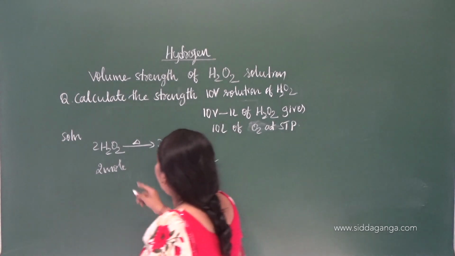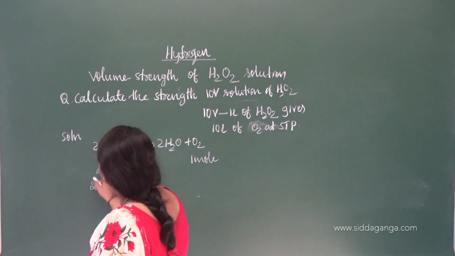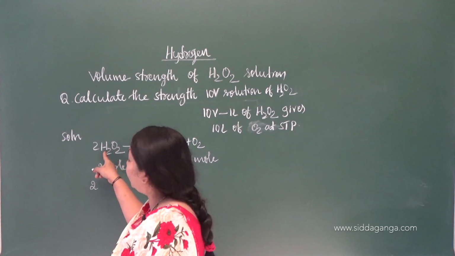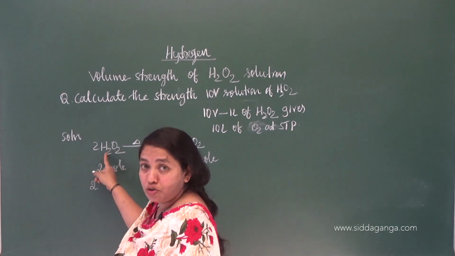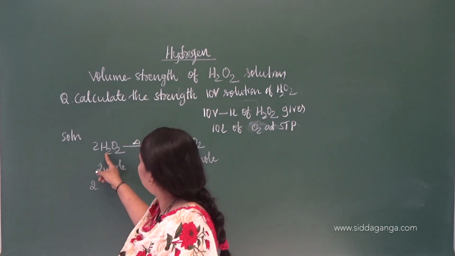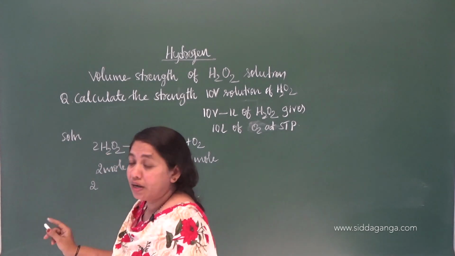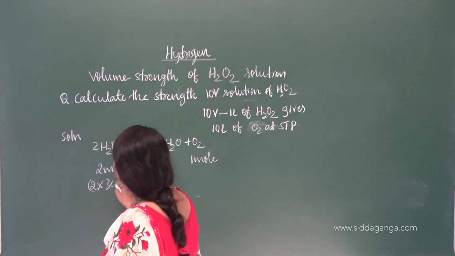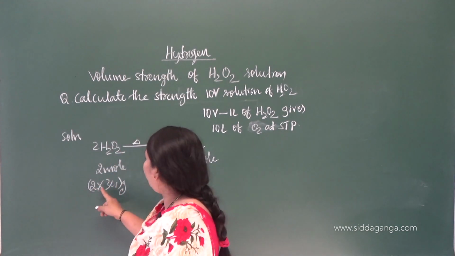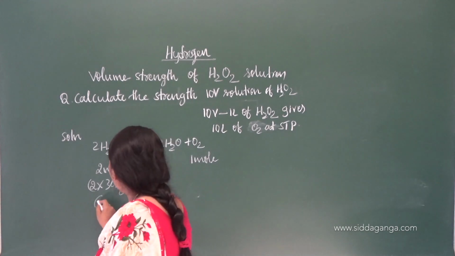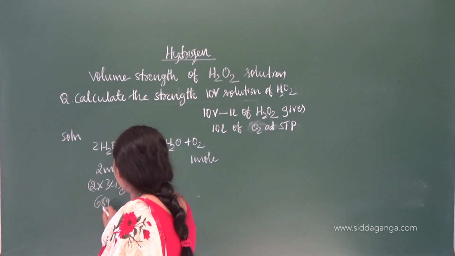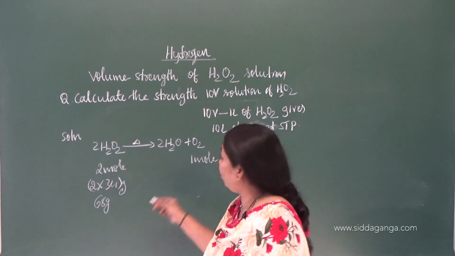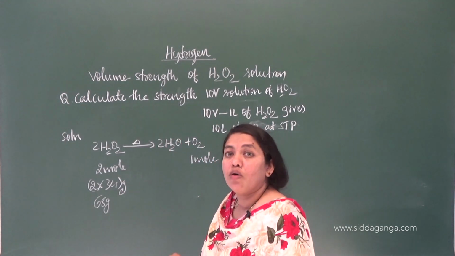Similarly, in terms of mass: O2 is 32 and H2 is 2. You know the calculation of molar mass, so 32 plus 2 is 34. So 2 moles of H2O2 means 2 into 34 grams, that comes to 68 grams.